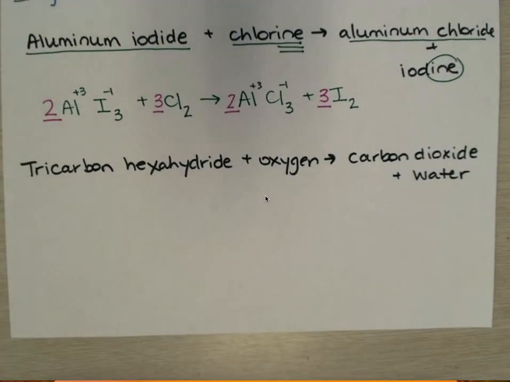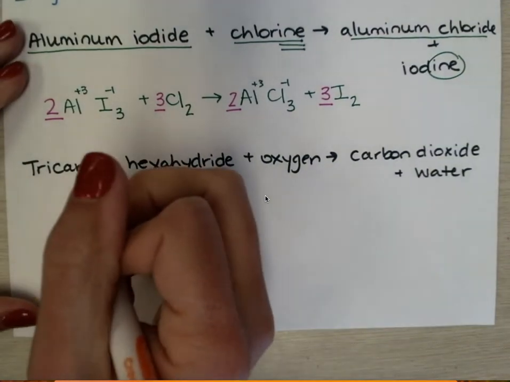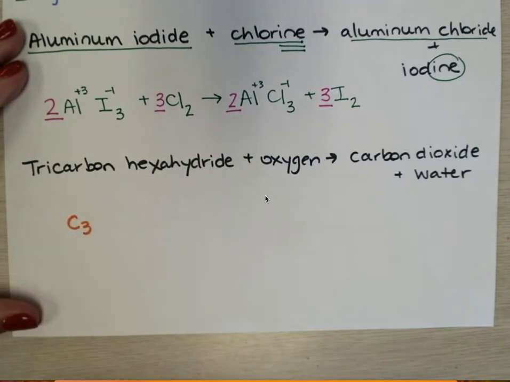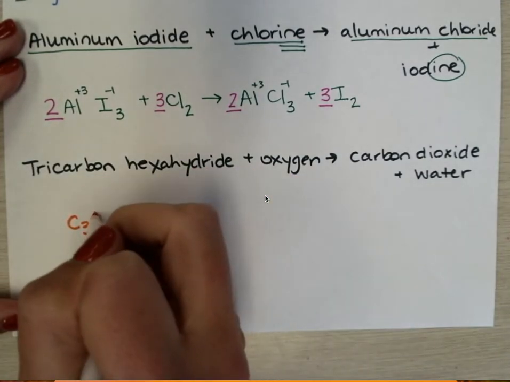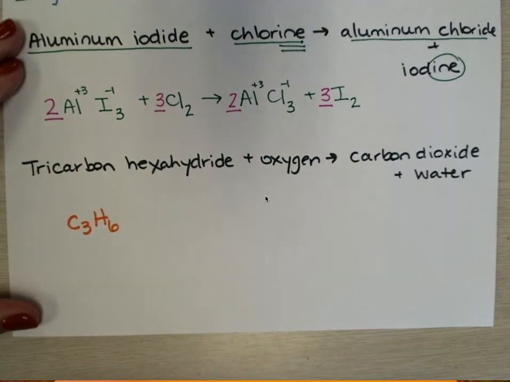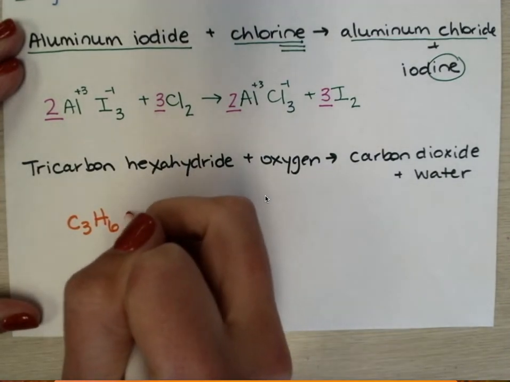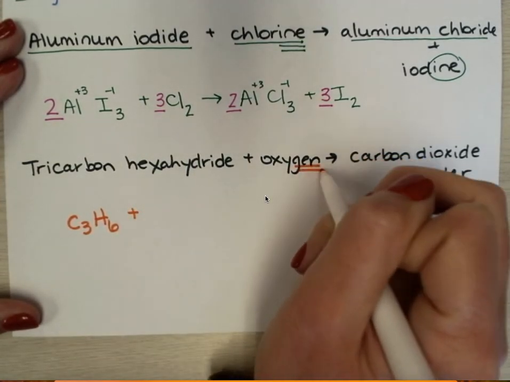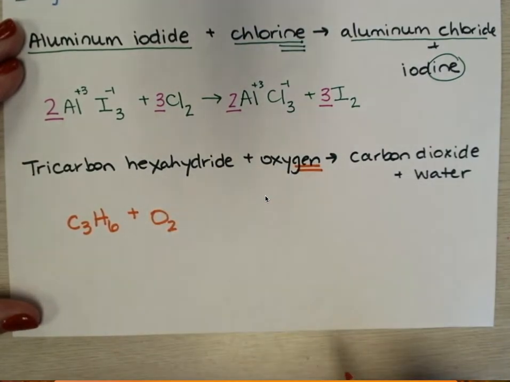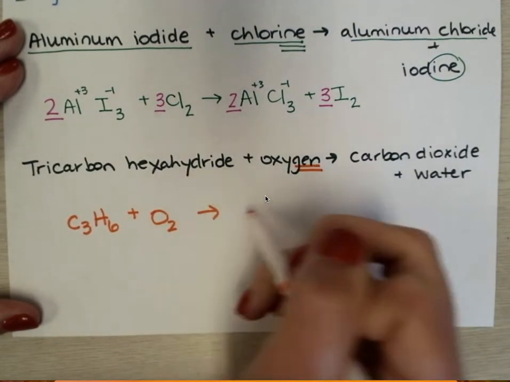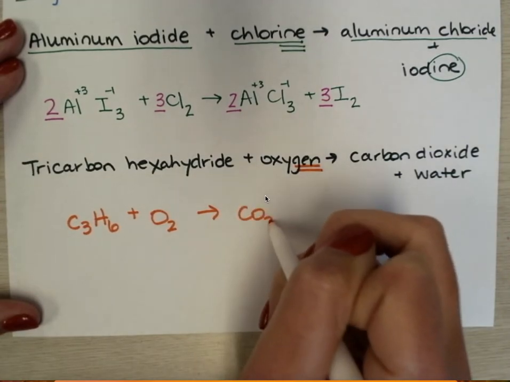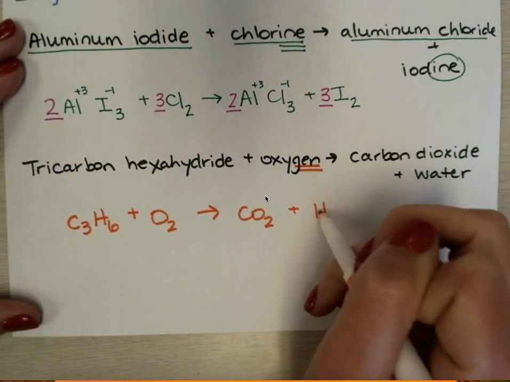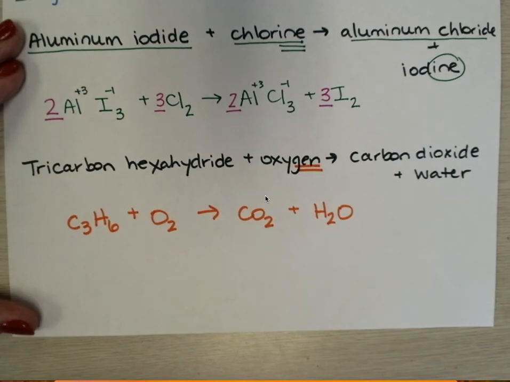So in our last example, we've got some prefixes. That's nice. So I've got tricarbon, which means I need 3 carbons. And hexahydride means I need 6 hydrogens. That's going to be reacting with oxygen, so that's O2. That's going to produce carbon dioxide, which I know is CO2, and water, which I know is H2O. That's a pretty easy go into words.